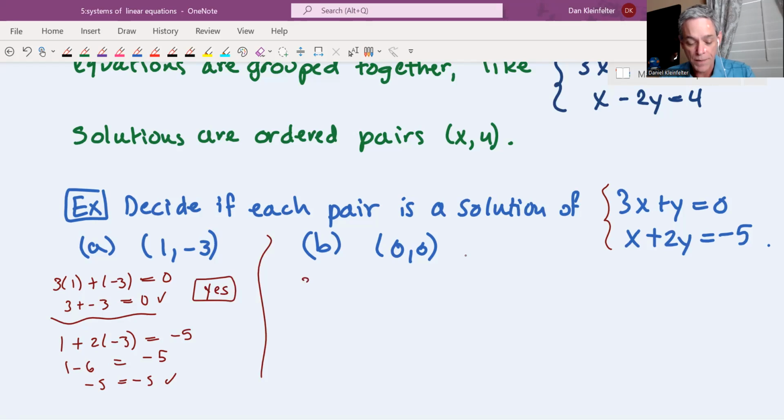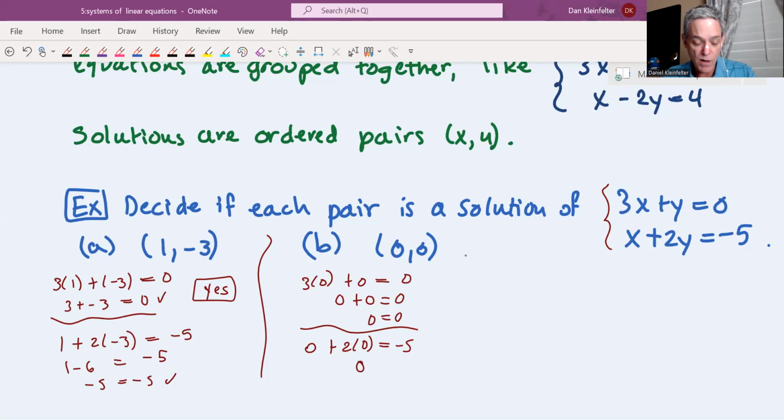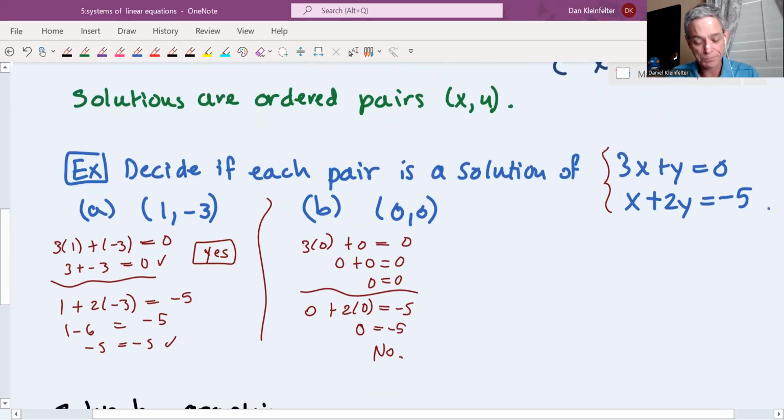Let's try (0, 0). 3 times 0 plus 0, is that equal to 0? And yes, it's true that it fits that first equation. How about the second one? It has to fit both in order to be a solution. Here we have 0 equals -5, and that's no. It would have to satisfy both of the equations. It could fit one, but it has to fit both in order to be a solution to the system. So the first pair, (1, -3), was a solution. The second pair, (0, 0), was not a solution to 3x plus y equals 0, x plus 2y equals -5.